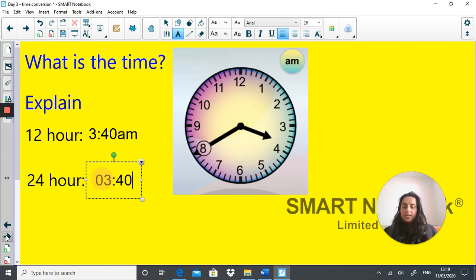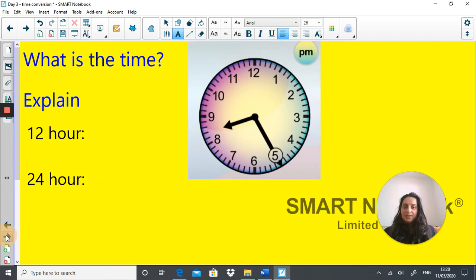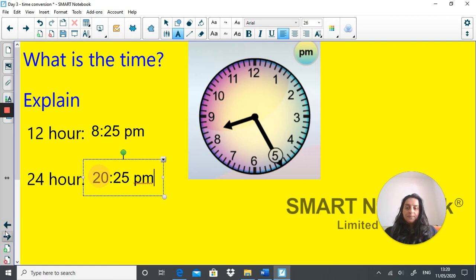Good. Next example. What's the time here? Right, so the time here is 25 minutes past 8 in the evening. So for a 12-hour clock, it would be 8:25 PM. In the 24-hour clock, 8 p.m. is 20 hours, so it's 20:25. Good.